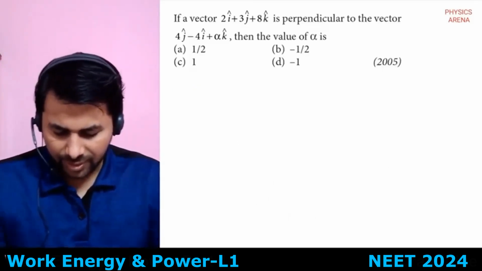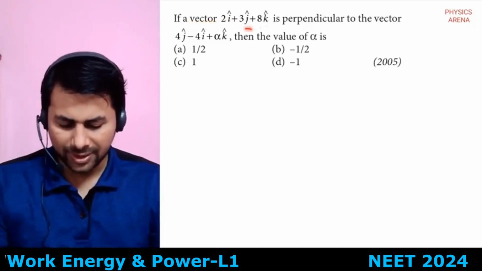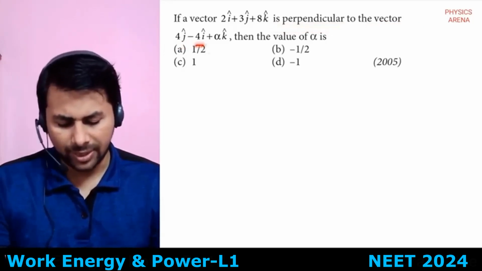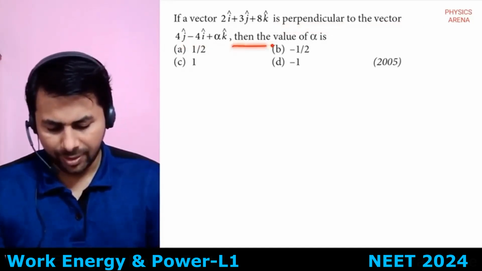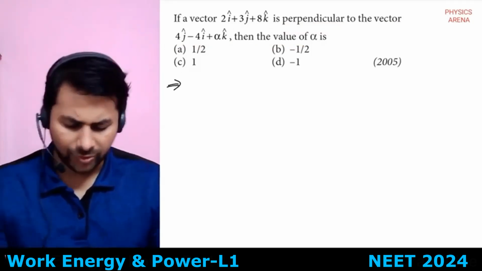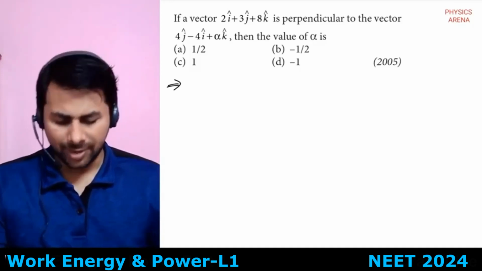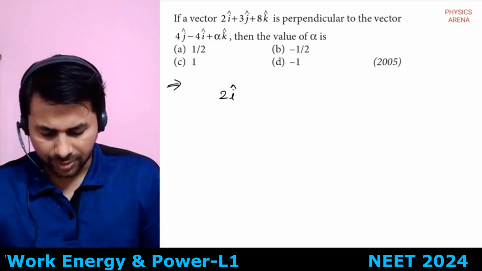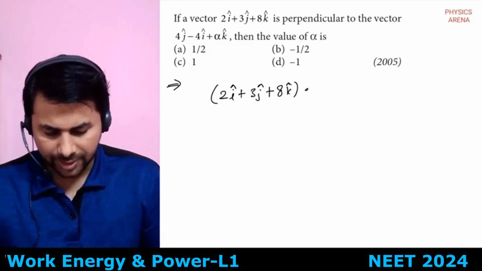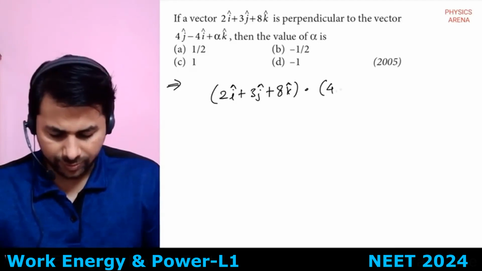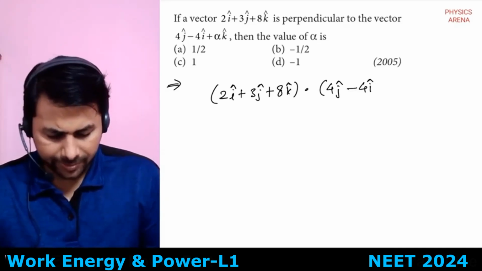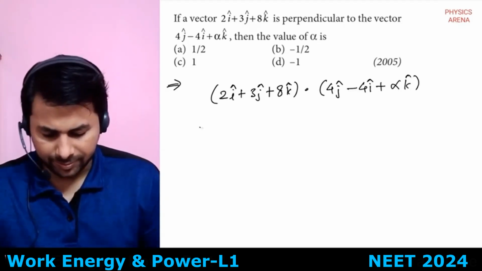Next question. If a vector 2i cap plus 3j cap plus 8k cap is perpendicular to vector 4j cap minus 4i cap plus alpha k cap, then the value of alpha is. So once again, what do we have to do? Just multiply them. Okay, 2i cap plus 3j cap plus 8k cap is perpendicular to 4j cap minus 4i cap plus alpha times k cap.